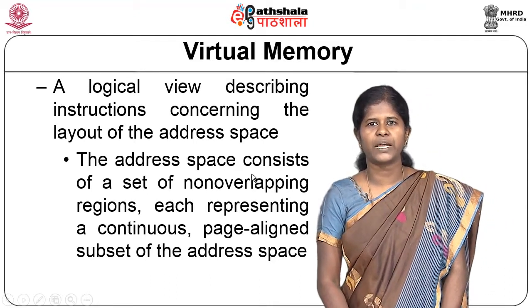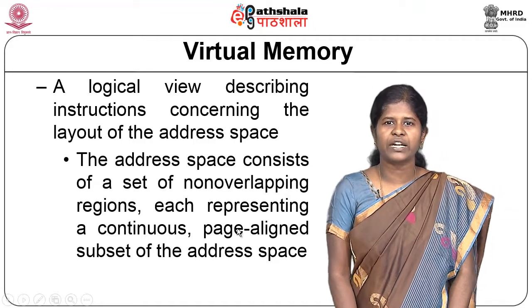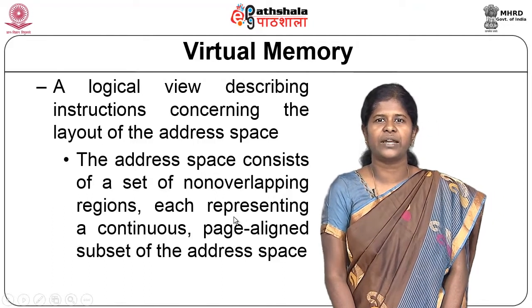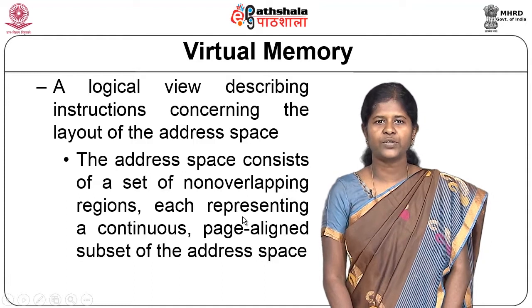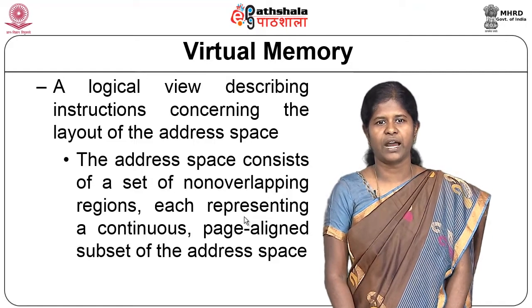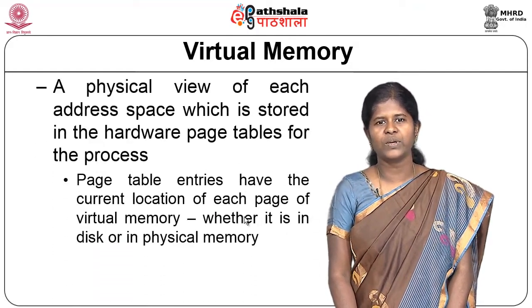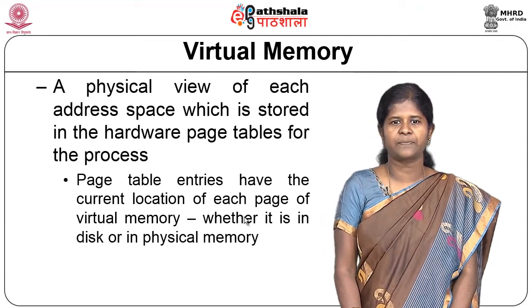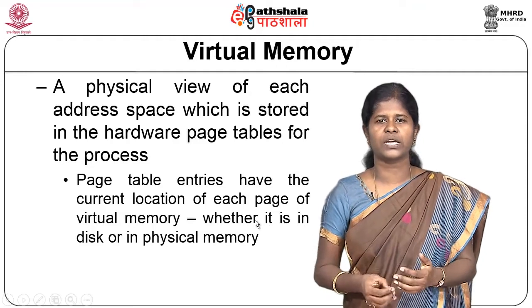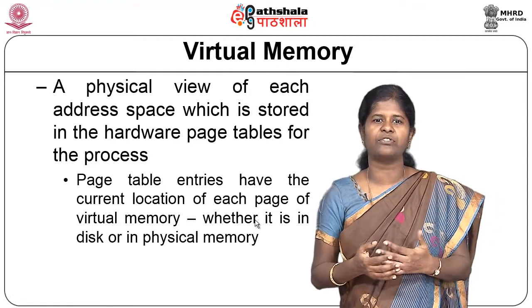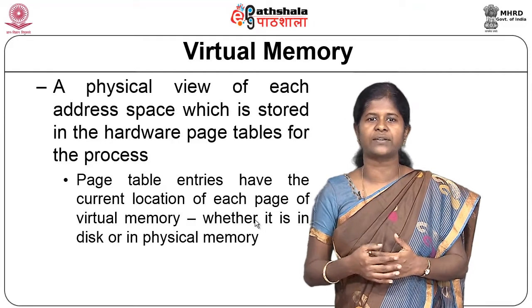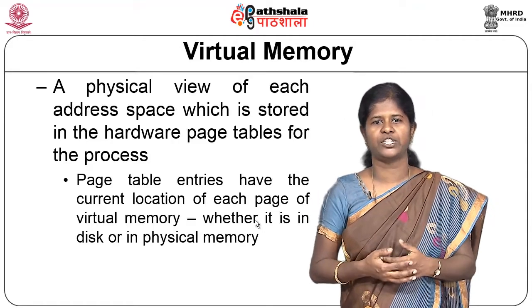So, what is this address space? The address space comprises different regions which are not overlapping, like the text region, data region and the stack region, and each of these regions represents a continuous page-aligned subset of the address space. The second view is the physical view of each address space, which is stored in the hardware page tables for that particular process. Here the process is looked at as comprising a number of pages, and the locations of where the pages are kept in memory are entered in the page table.